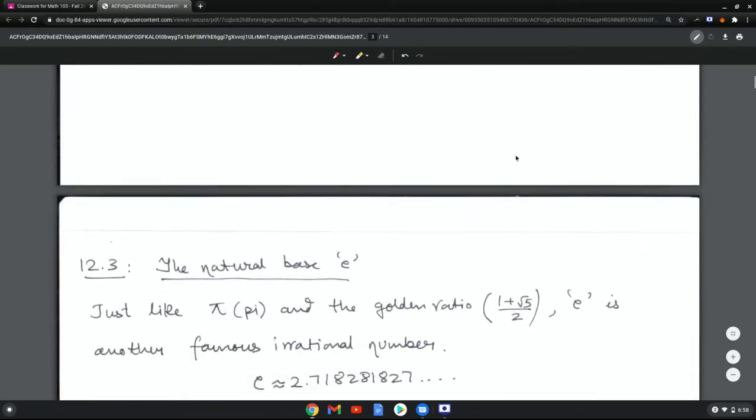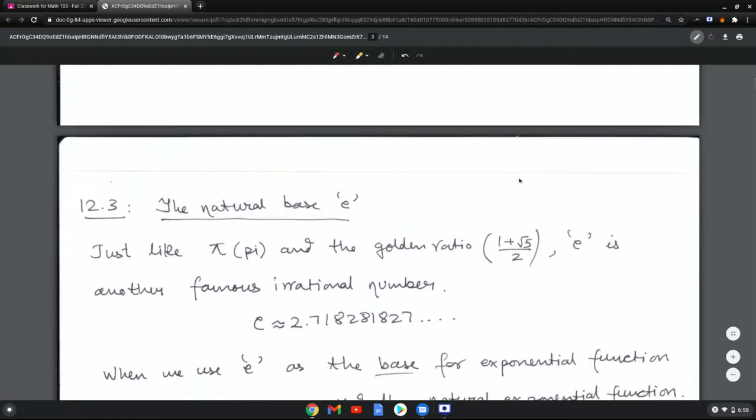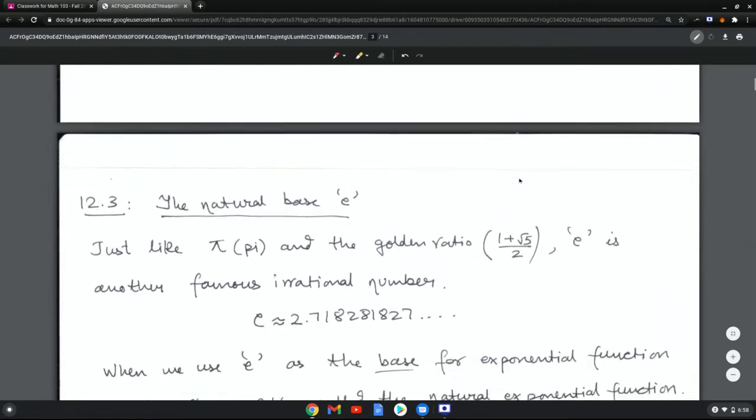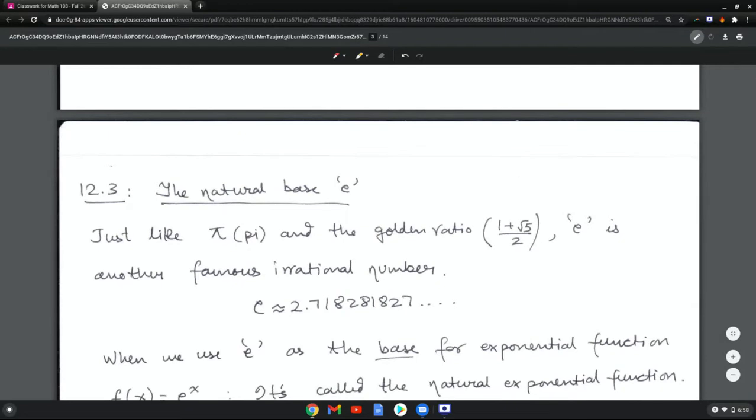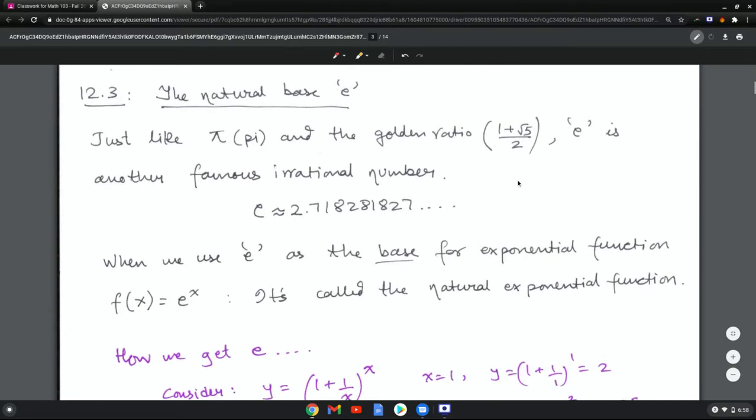Natural base e, just like pi and the golden ratio, which we saw in our quadratic equation unit, and is 1 plus root 5 over 2. e is another famous irrational number. The value of e is 2.718281827. It goes on because it's irrational, it doesn't end, there are no patterns.